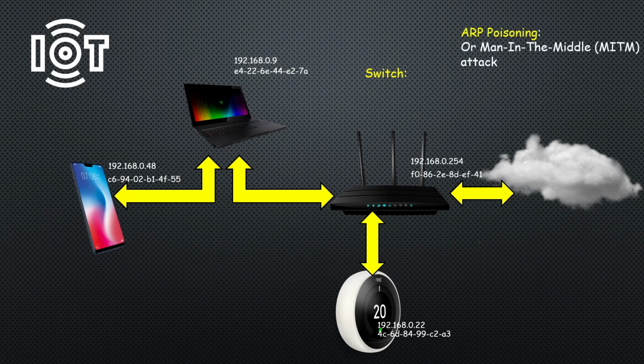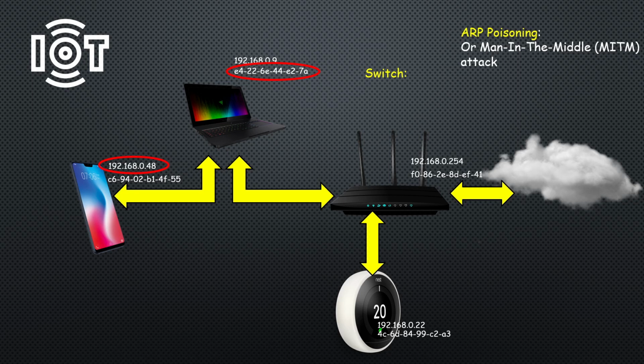What our listening device is doing is sending unsolicited ARP replies to the target and to the switch. These are responses the target never asked for, saying, "Thanks for asking, the switch address of 192.168.0.254 has a MAC address of E422.6E44E27A." To the switch it says, "Thanks for asking, 192.168.0.48 has a MAC address of E422.6E44E27A." Now all the data between the phone and the switch will go through the listening device, so we can monitor that traffic.